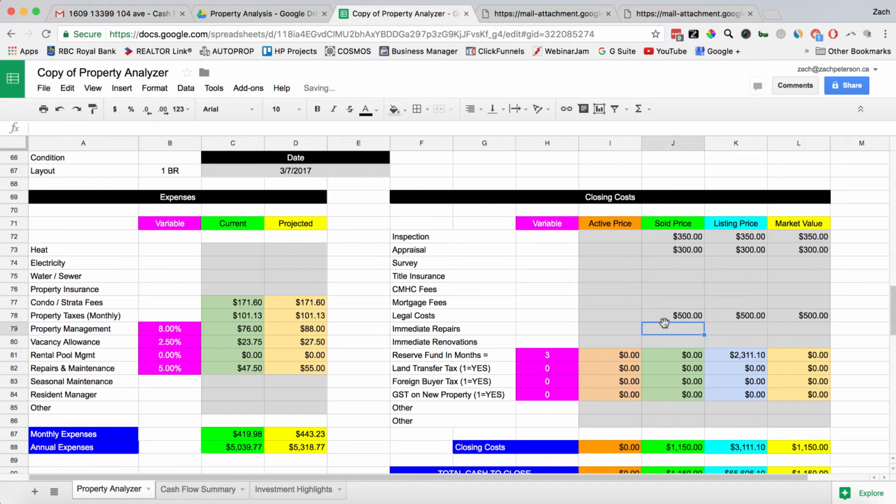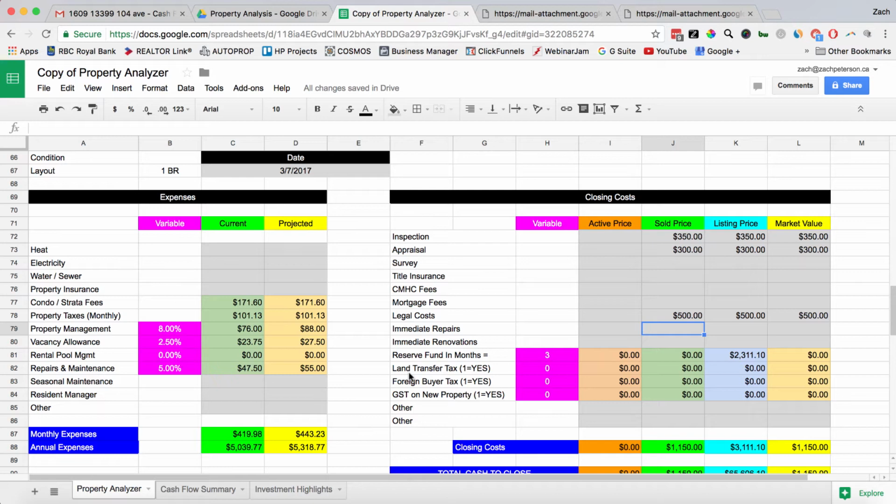Now these numbers are just an estimate. Typically an inspection on a 1 bedroom condo is about $350, appraisal around $300, and legal costs about $500. So these variables here are very important. You want to make sure you check this out. I always keep a reserve fund of about 3 months. So reserve fund in months: 3.